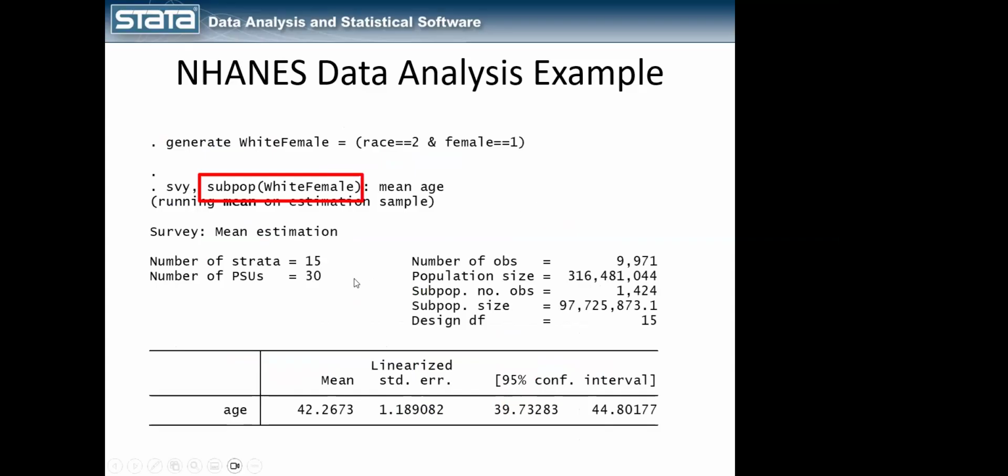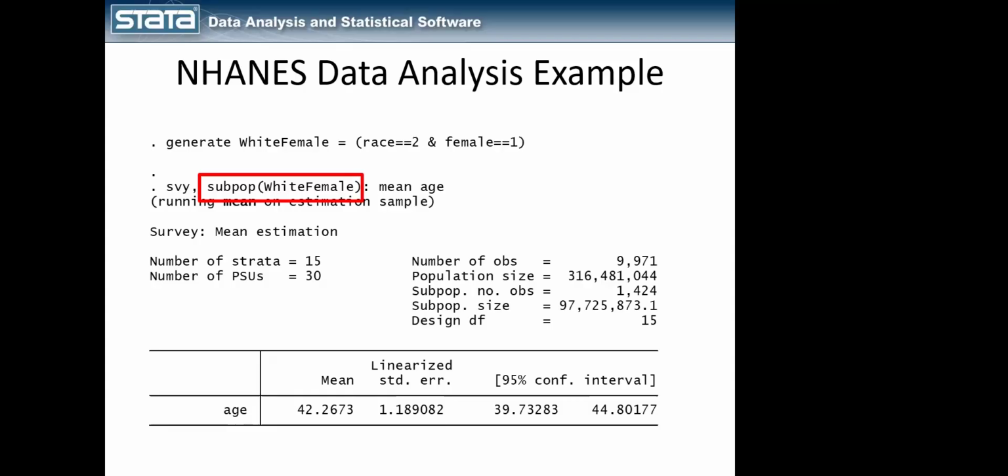Now, what if I wanted to do this for a particular subpopulation like white females? Normally in Stata, you could just type mean if race equals 2 and female equals 1. Any other time, that would be a perfectly reasonable thing to do in Stata. But if you're dealing with survey weighted data, zooming in on a subpopulation changes the calculation of the weights because it has to adjust the denominator. And sometimes that's not done correctly if we just use if.